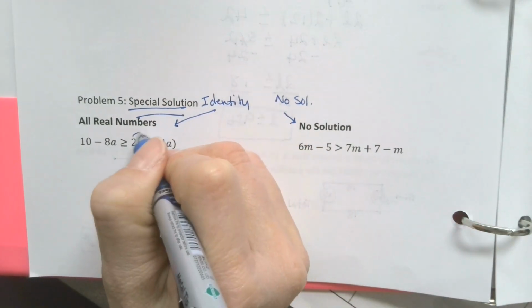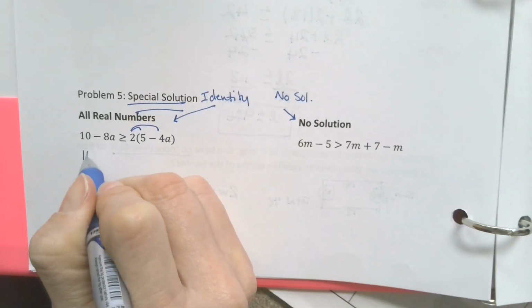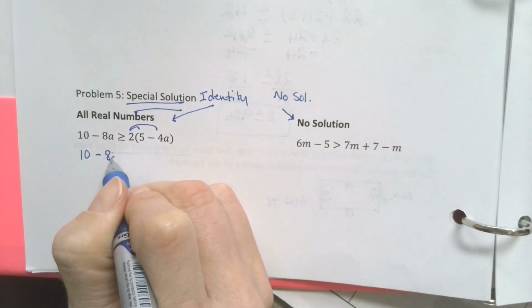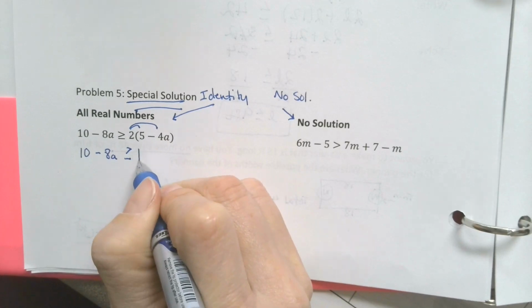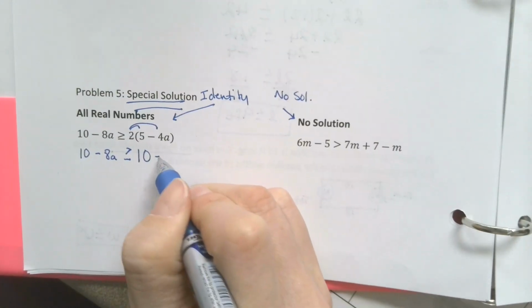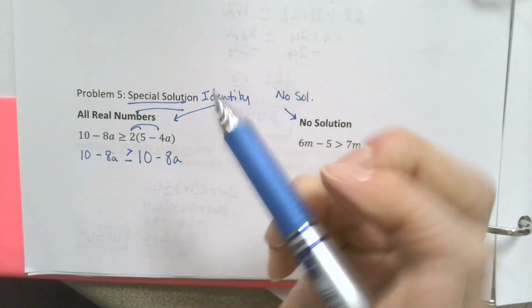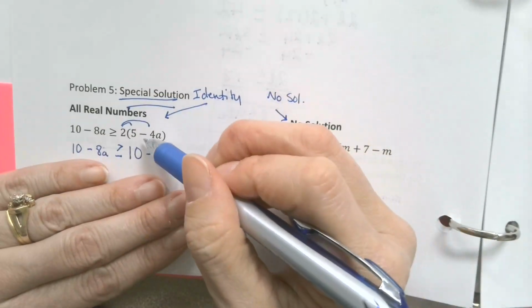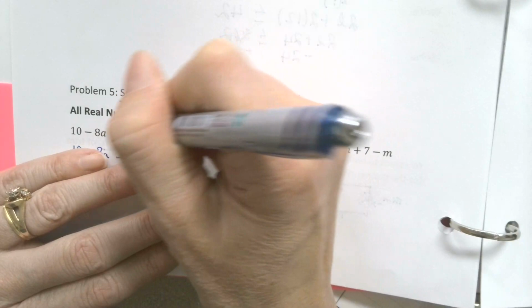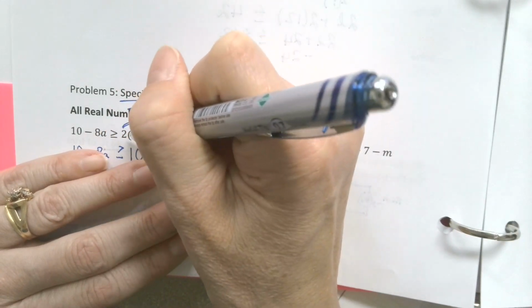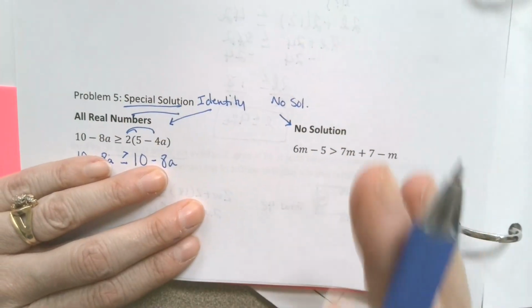We're going to start by distributing. So I'll have 10 minus 8a is greater than or equal to 2 times 5 is 10, and 2 times 4 is 8. Now, right here, when you take this 2 times 4, remember to think of it as a minus. Also, if you were thinking to yourself, I can't multiply that because it's got a variable and there isn't one, you can multiply things that are not like terms.